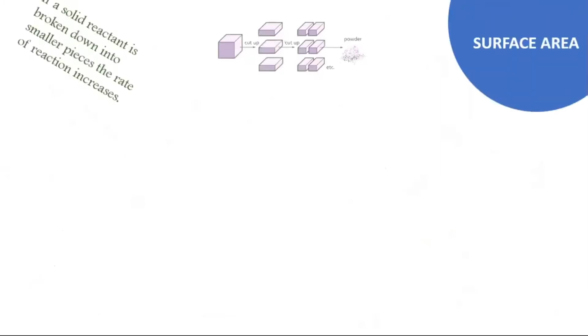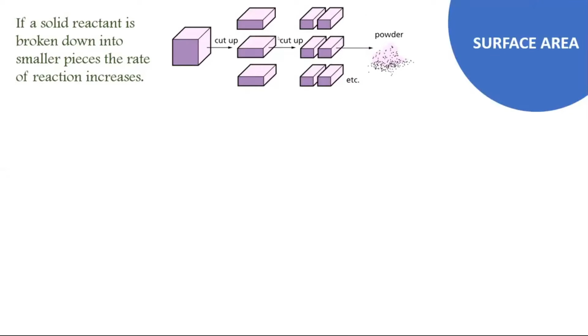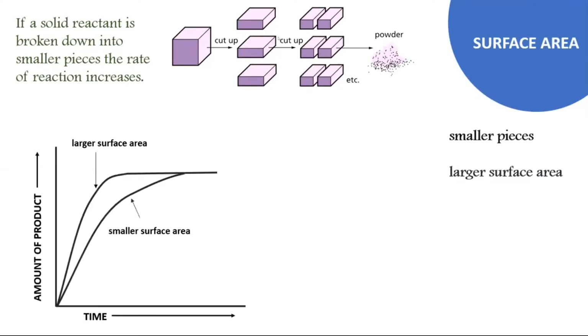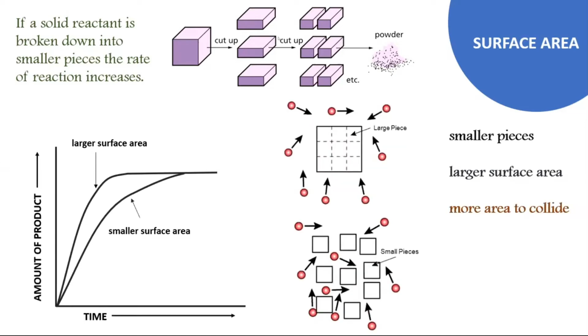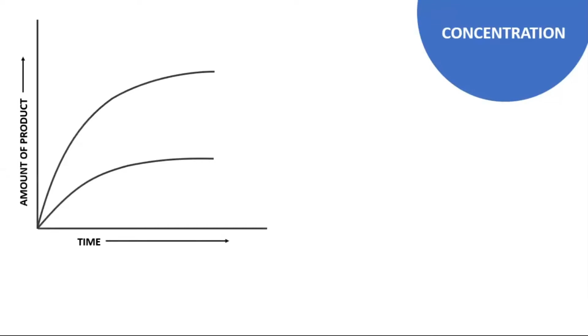If a solid reactant is broken down into smaller pieces, the rate of reaction increases. Why? Because smaller pieces have larger surface area, as they expose more area for other particles to collide. That means more collisions will happen and there will be more chances of successful collisions, which ultimately increase the rate of reaction. Similar effect is seen for concentration. Increasing concentration will boost the reaction rate.